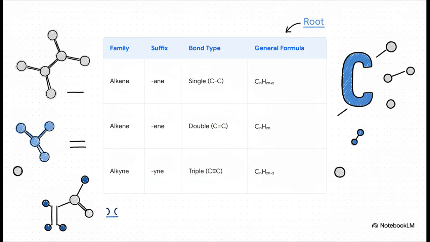If you only see single bonds, the name ends in "ane." Got a double bond in there? It ends in "ene." A triple bond? You guessed it, "-yne." That's the system.